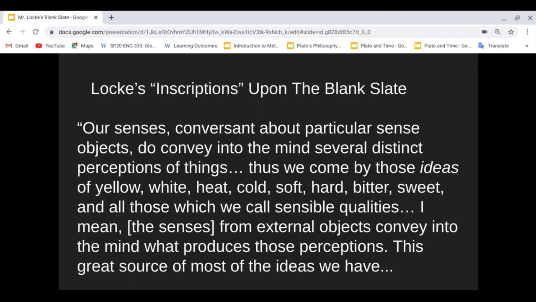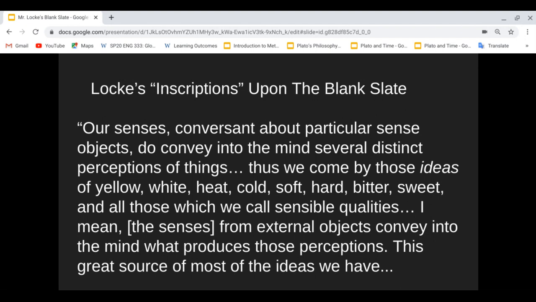So we can think of the trace, whether we're talking about a smell, a touch, a taste, a sound. All of these are in effect. And he's using this metaphor of writing. We can think of the trace as an inscription, a kind of writing upon the blank slate of the mind. Locke is going to say, our senses, conversant about particular sense objects, do convey into the mind several distinct perceptions of things. Thus we come by those ideas of yellow, white, heat, cold, soft, hard, bitter, sweet, and all those which we call sensible qualities. I mean, the senses from external objects convey into the mind what produces those perceptions.